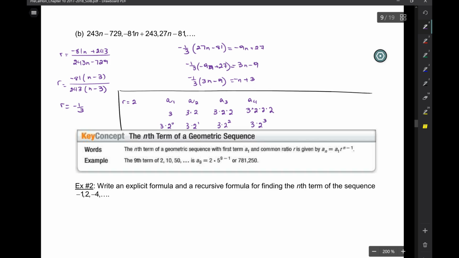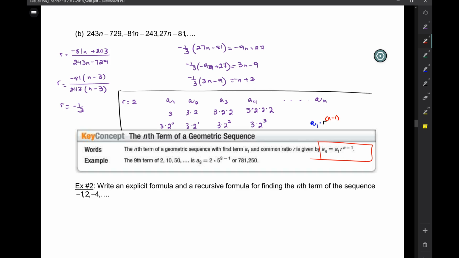So if we go down the line to AN, what is that going to look like? What do they all start with? What's the 3 really? That's A1. What's 2 though? R. 2 is R to the power of n minus 1. And there's the formula. Just sitting there waiting.